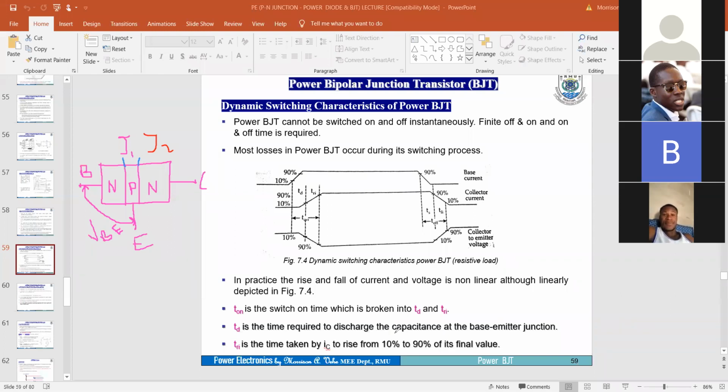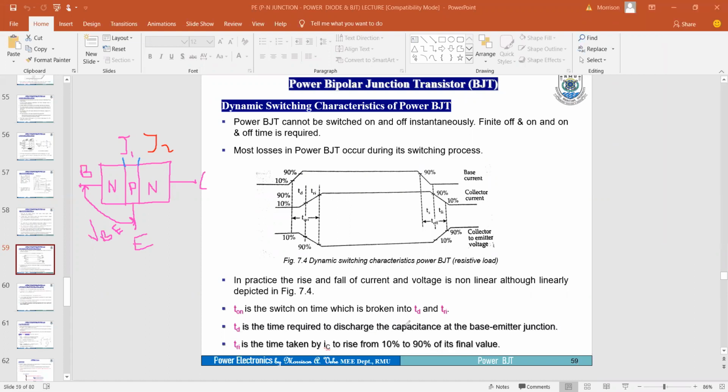Now, if that is happening, then you need some time to discharge the stored charge within that place, because you should be able to discharge it to allow for flow of electrons across the junction. So time is required. That is the TD, which is the time required to discharge the capacitance or the stored charge at the base emitter junction.